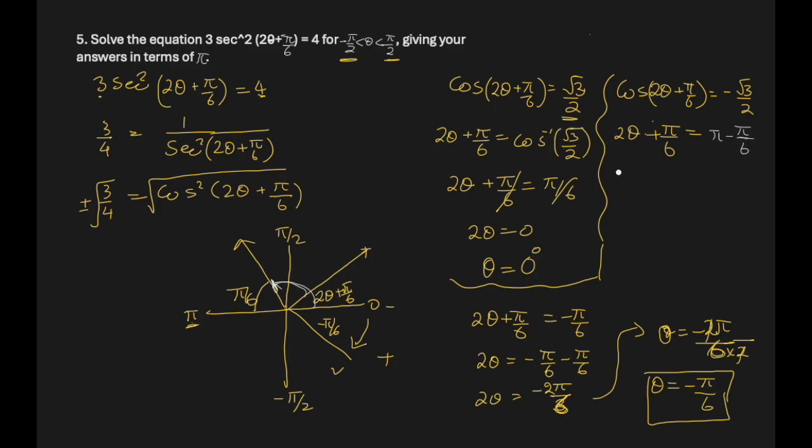So pi minus pi by 6 may give us an answer, may not give an answer. Let's see what happens. So 2 theta equal to pi minus pi by 6 minus pi by 6. So 2 theta equal to pi minus pi by 3, yeah, which is 2 theta equal to 2 pi by 3. We can cancel 2 and 2, and yes, theta equal to pi by 3 is also in this domain they have given us. So this is the third answer.